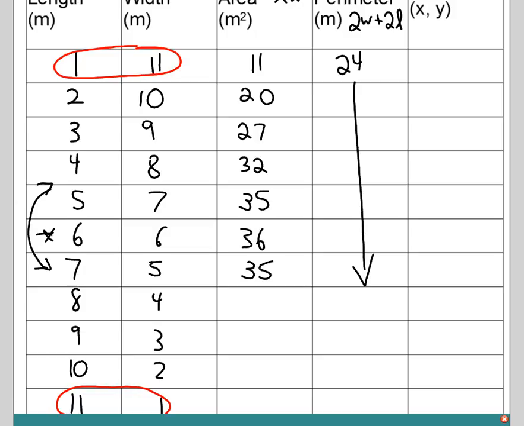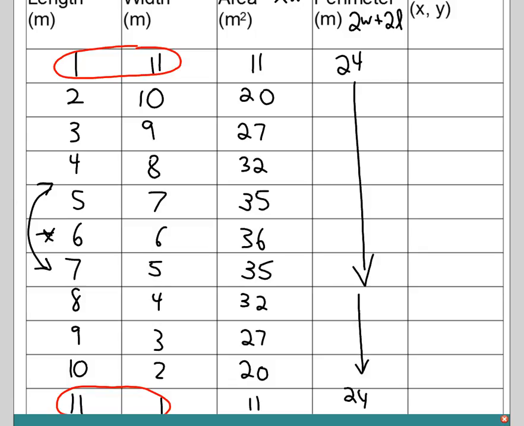So we have a pretty easy time here to fill in all of our values. This will be 32, 27, 20, and 11. So there's repetition, and it's symmetrical, and we can see that in the table of values. The perimeter is constant at 24 all the way down.